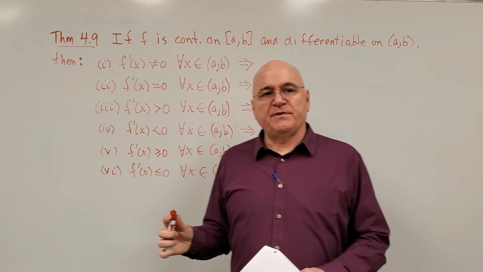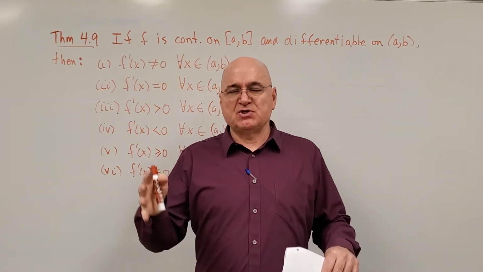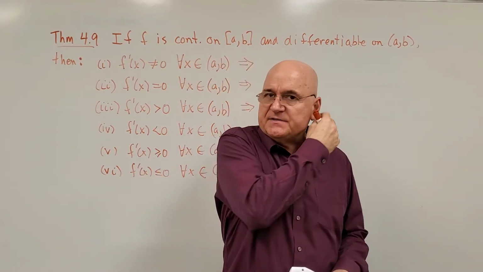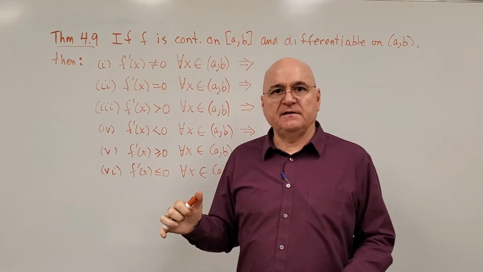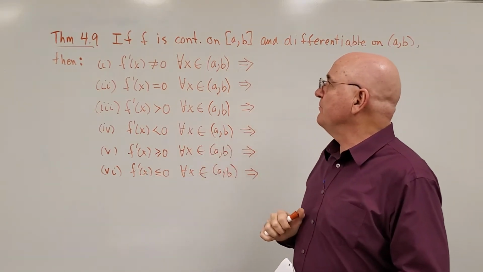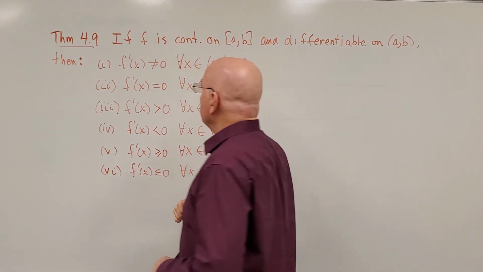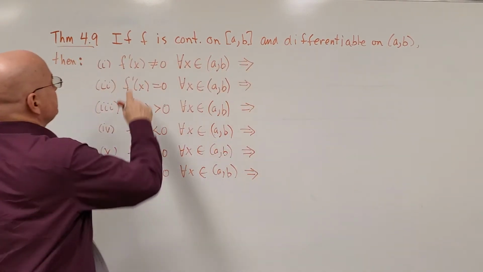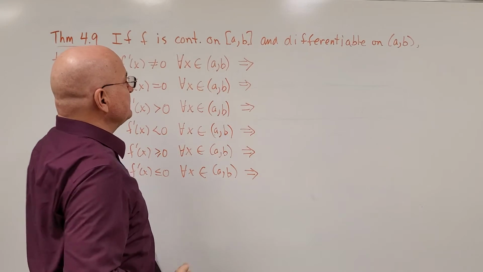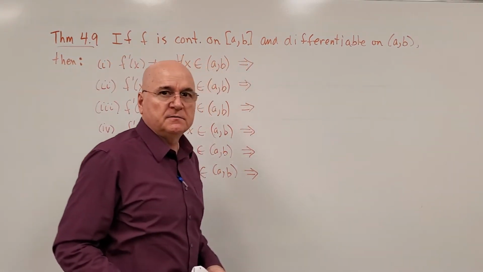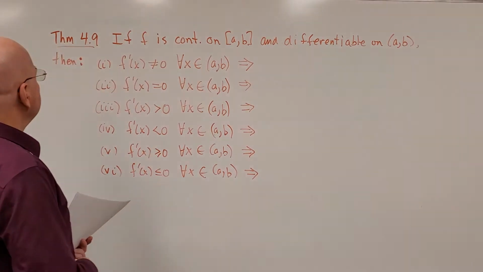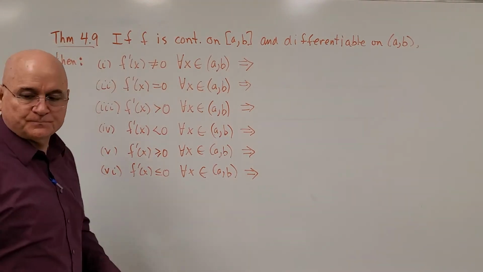The mean-value theorem stated some relationship between a function f and its derivative. We'll illustrate a little bit of that in the next theorem, theorem 4.9. 4.9 says that if f is continuous on the closed interval and differentiable on the open interval a to b, then the following are true.